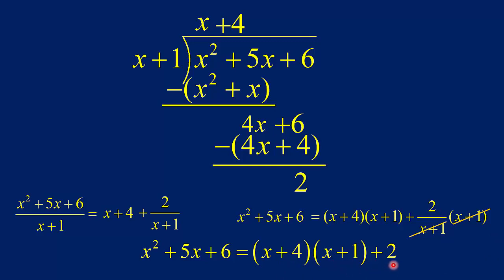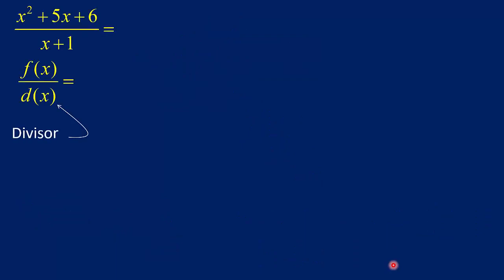Yeah. So this is what happens when you're dividing by something that doesn't go evenly. In other words, you're dividing by something that's not a factor. So let's think about this, or let's see if we can assign some names here. We've got some function divided by some other function. So I've got x squared plus 5x plus 6 divided by x plus 1.